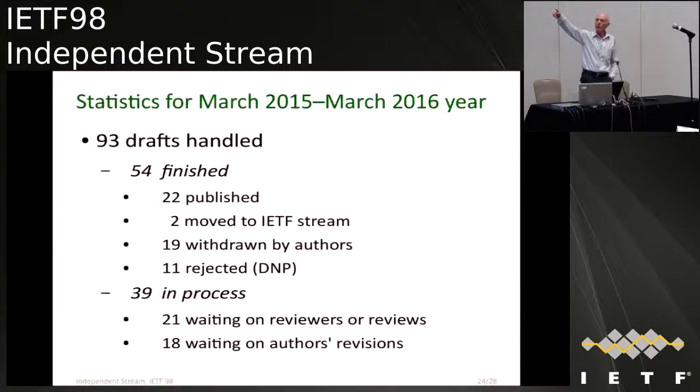So the ones that were finished, 22 of them were published, so that's 22 in a year, and actually that's about what I was originally led to believe would go through the stream. But those are the ones which were successfully published. Of the others, 2 of them were moved to the IETF stream. So these were ones where I and the various reviewers said, look, this should be a working group document. And so I managed to persuade an area director or a working group chair to pick it up and take it over. So that worked. And 19 were withdrawn by authors, which is my polite way of saying lost interest and went away. And 11 were just plain outright rejected.